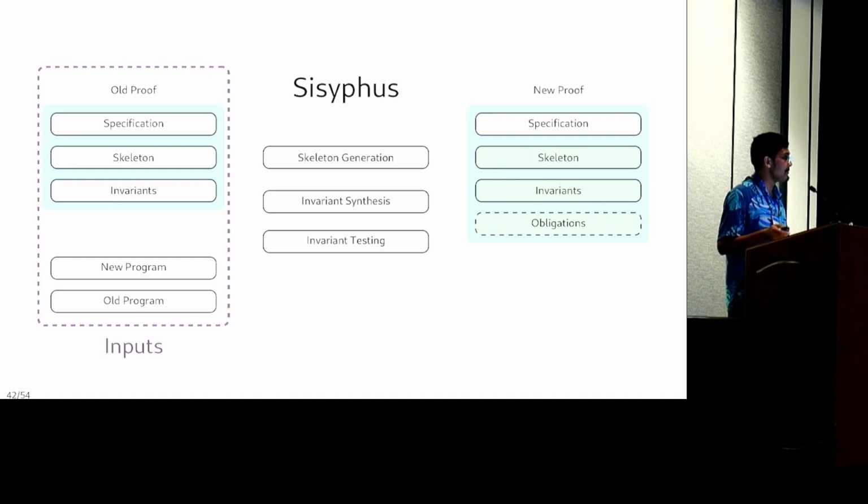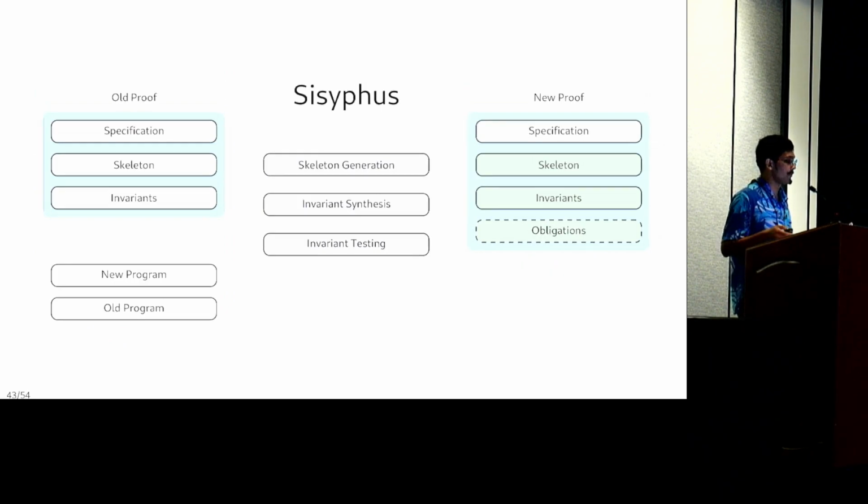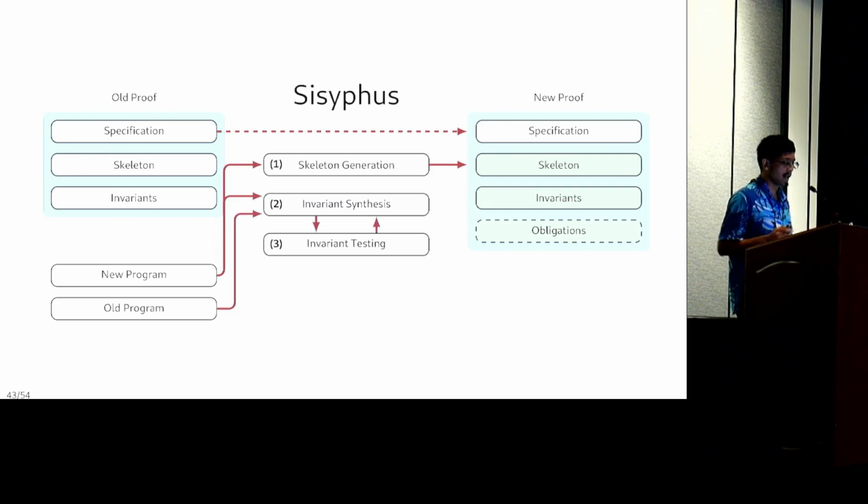We take as input the old proof, the old program, and the new program, and we produce as output a new proof for the new program. The way it works is we first copy over the specification, then traverse the new program syntax and generate a skeleton proof script. We then use alignment to generate candidate invariants, and finally we use proof-driven testing to test these invariants and thereby instantiate the new proof, leaving a few logical obligations that are unrelated to the heap state and outside the scope of our tool for the user to complete.